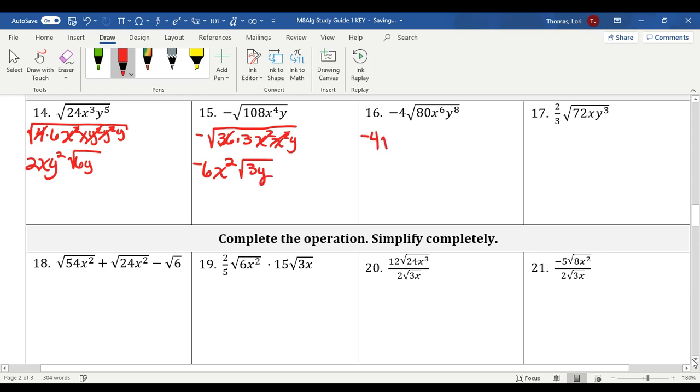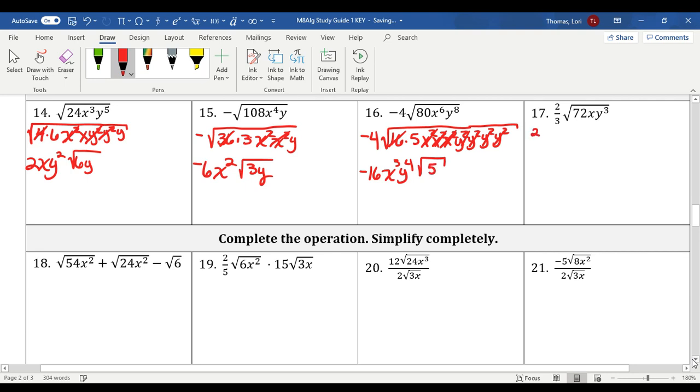Here we have negative 4 as a coefficient. We're going to break down 80 into 16 times 5. And then we have x squared times x squared times x squared. And we have y squared. We have 4 of those. So everything in our radicand, all these factors are perfect except the 5. I take the square root of 16, which is 4 times the negative 4, so that's negative 16. And then I have 1, 2, 3 x squares. And then I have 1, 2, 3, 4 y squares. And then I have radical 5.